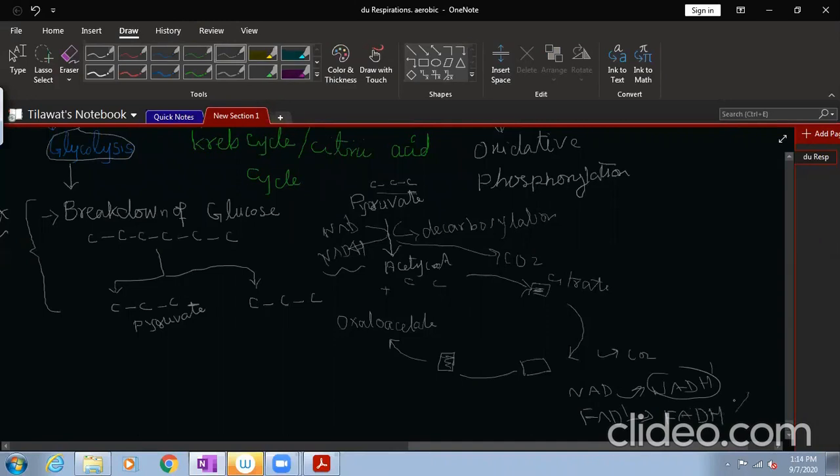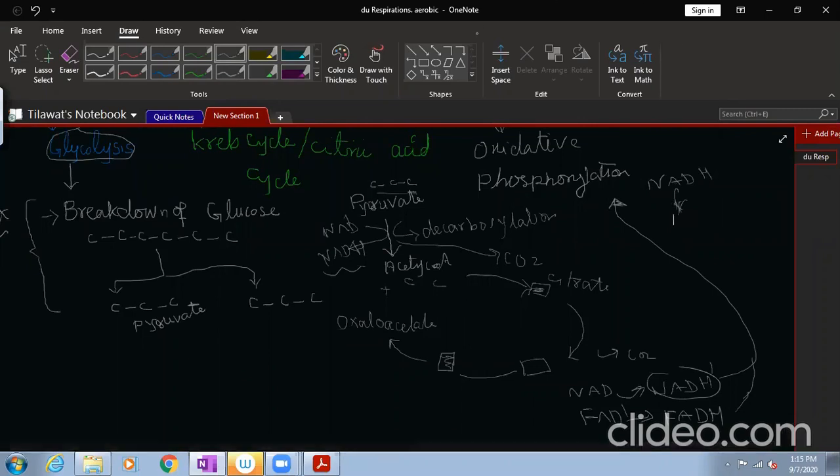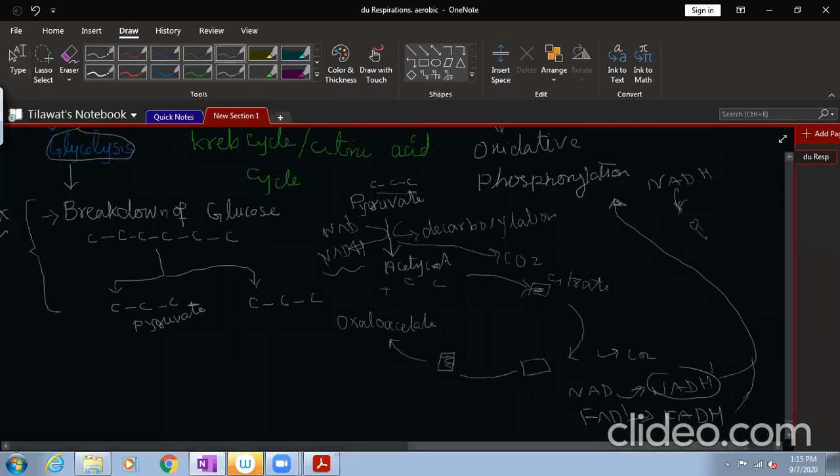This FAD and NAD will move toward oxidative phosphorylation. As I discussed in that lecture, this NAD or FAD and NADH2 will release their electrons. That will pass through the electron transport chain. In the membrane, in different places, there are electron carriers, so they will receive that electron.